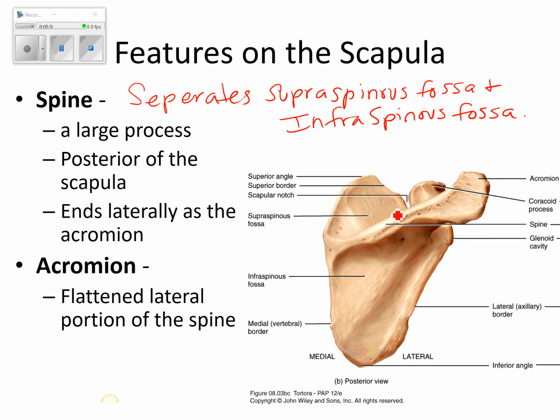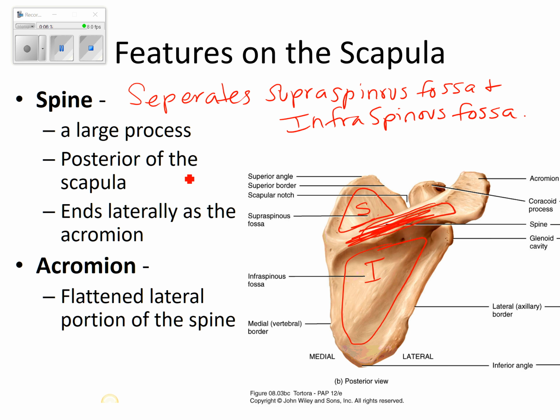Okay, and this right here is the spine of the scapula through here. And then, of course, this is your supraspinatus fossa. Down here, this whole area would be the infraspinatus fossa, whereas up here above it is the supraspinatus fossa. So it is a large process.